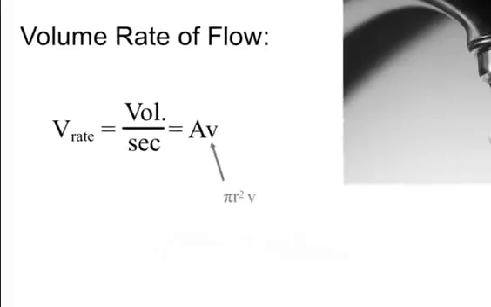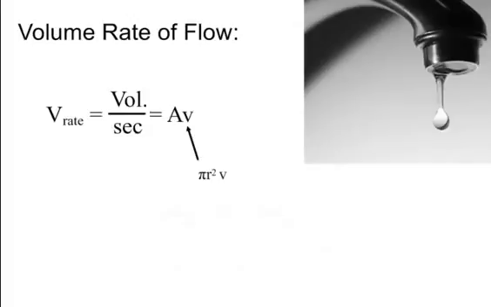And of course, for area, we can use pi r squared if we're talking about a faucet, like the little picture on the right. Pi r squared times my velocity, because that would be my area. And so my units for volume rate of flow would be in meters cubed, because that's the unit for volume, divided by seconds, of course. So that's volume rate of flow.